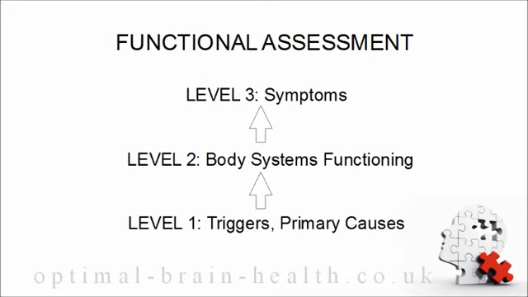A quick recap. The functional medicine model is based on an analysis at 3 levels. Firstly, symptoms, things like anxiety and poor concentration or craving or weight gain. And then we use lab tests to ask questions about how well body systems are functioning or which systems are not functioning optimally, and so find out where we can make the most difference. And then we've got triggers and primary causes, which may be the best place to target interventions.